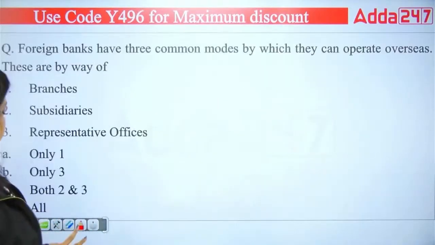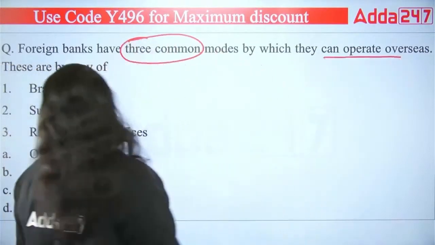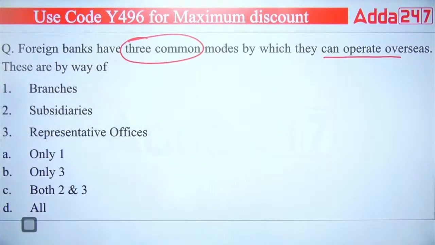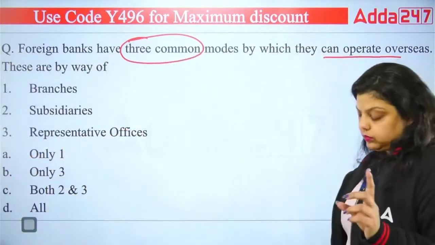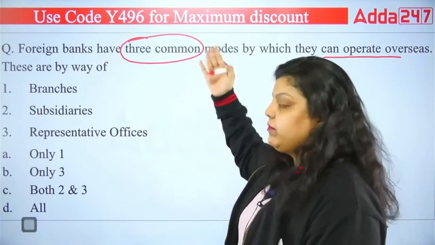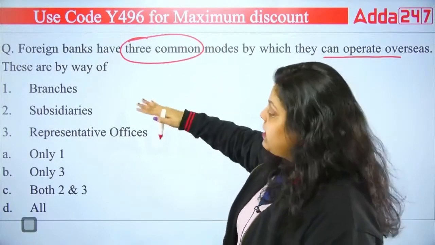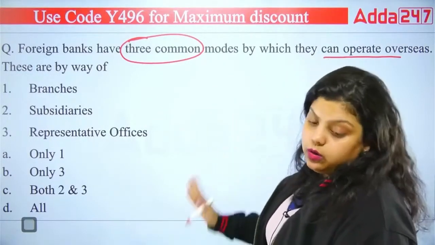Next question: foreign banks have three common modes by which they can operate overseas. These are by way of dash. So what are foreign banks? These are banks which have their headquarters in a foreign country, but in India they have only their branches. Those banks are known as foreign banks. Clear? Now, what are the ways by which foreign banks can come to India? By branches, by subsidiaries, by representative offices. Only one, only three, both 2 and 3, or all of the above.